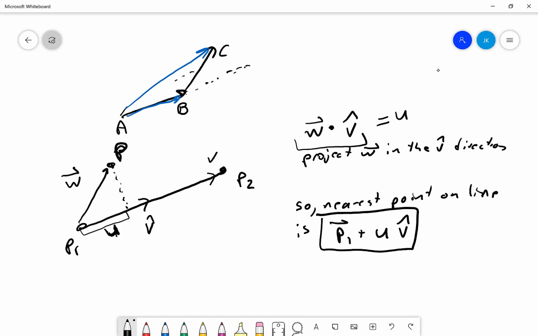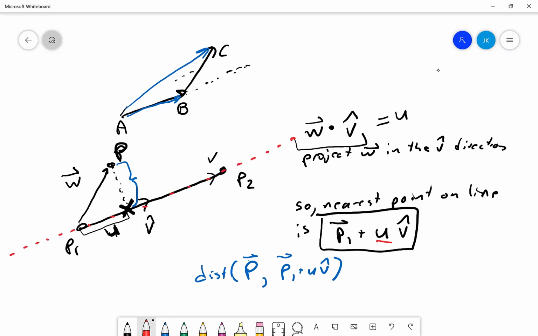The nearest point to P on this line is going to be right there, and that's the point P1 plus U times V hat. Okay, and so I can take the distance now between point P and P1 plus U times V hat, that's going to be the distance from the point to the line. Now, one thing I will point out is this is the infinite line. It's going to give you a point somewhere on this line, depending on what U is.